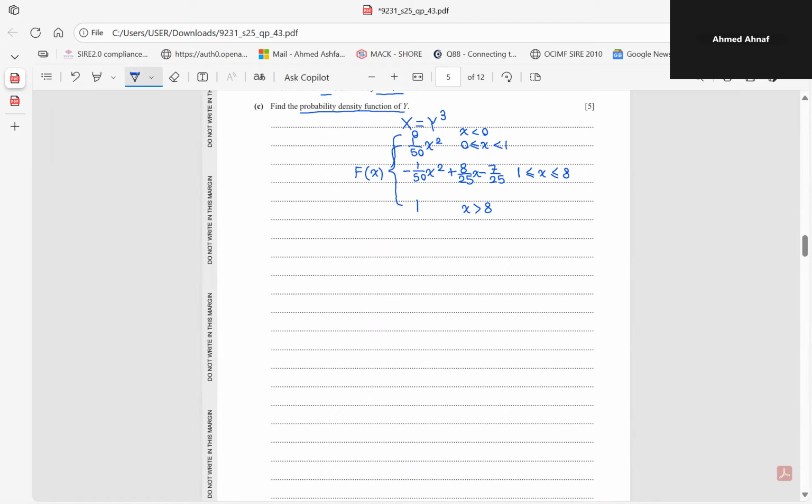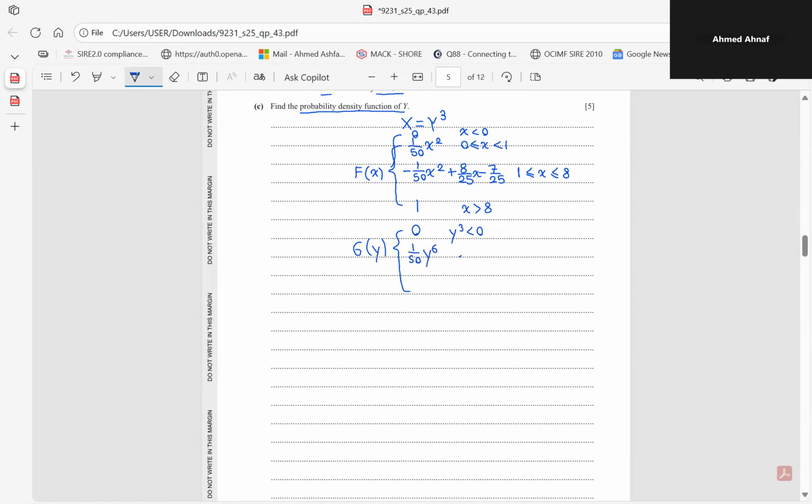So for y, we're going to let it be G of Y. It's actually going to be the same values, but instead of x, we're going to re-express everything in terms of y. So all these x's will just become y cubed. So instead of x less than 0, this will be y cubed less than 0. And then instead of 1 over 50 x squared, this is going to become 1 over 50 y cubed squared, in other words 1 over 50 y to the 6.